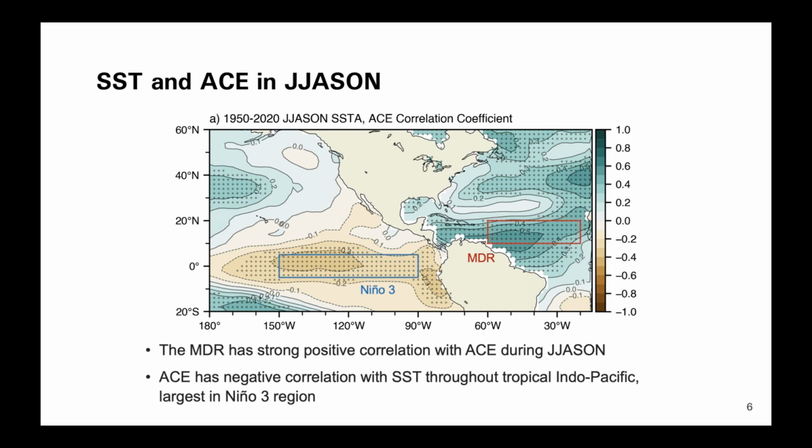So based on this spatial correlation of SSTs and ACE, we identify the MDR as the local region of TC influence, local being relative to the Atlantic, and the Niño 3 region as the remote region of Atlantic TC influence. And we choose Niño 3 due to the strong negative correlation with ACE seen here, its high positive correlation with Niño 1 and 2 SST anomalies, as well as its overall high degree of predictive skill for Pacific basin wide ENSO events.